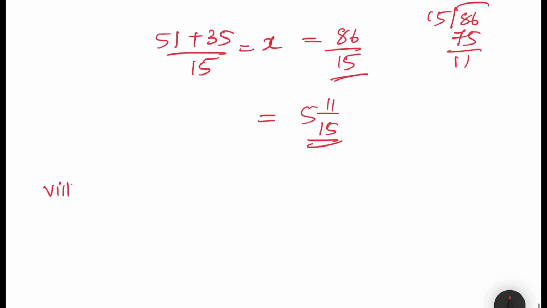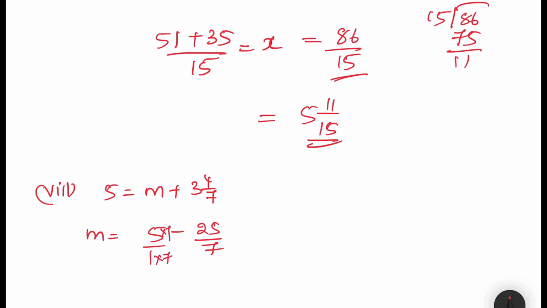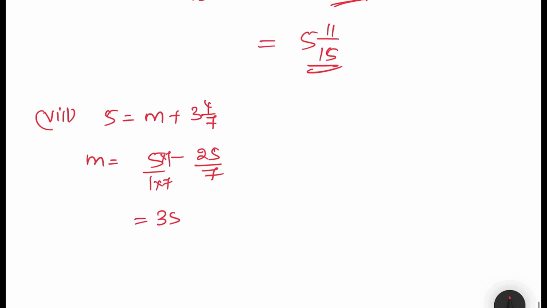Now eighth one we have 5 is equal to m plus 3 4 by 7. m is equal to 5 minus 3 4 by 7, that is 25 by 7. 7 5s are 35. So what do you get? 35 minus 25 by 7 will give you 10 by 7, that is equal to 1 3 by 7.